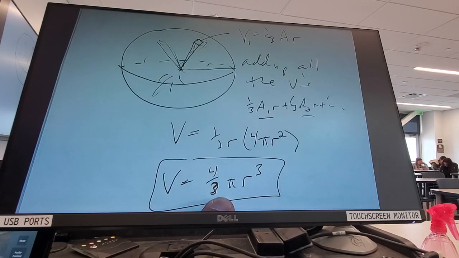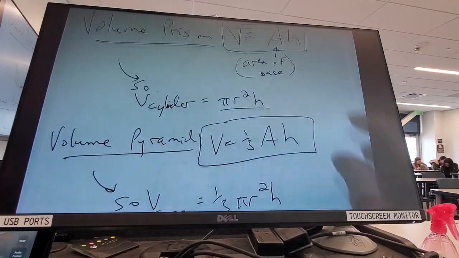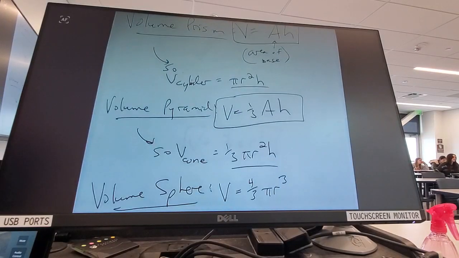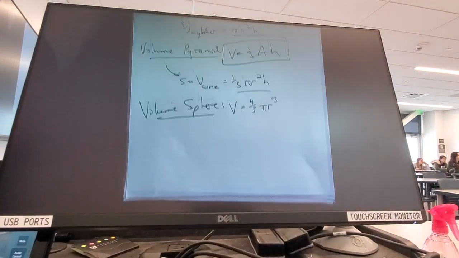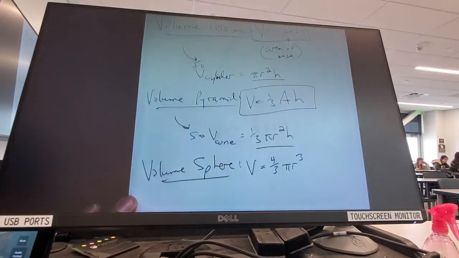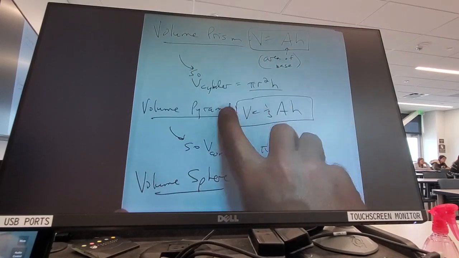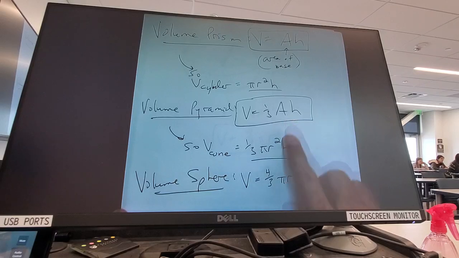Calculus would make it easy, but then you'd have to learn calculus, which might not be that easy. So I've gone ahead and done this. There's not a ton in this section, believe it or not. There's the volume of a prism, volume of a pyramid, and notice the connection. If I take a prism and chop out a pyramid, it ends up being 1/3 the original.